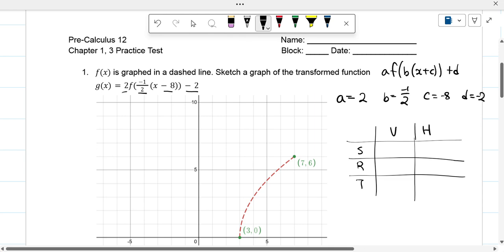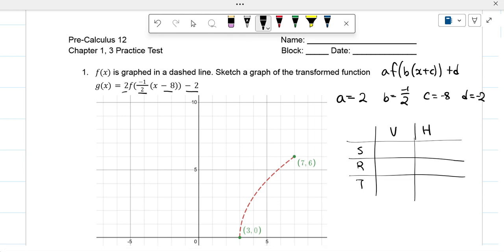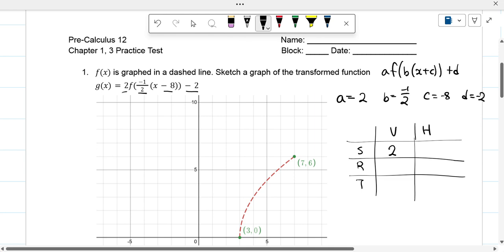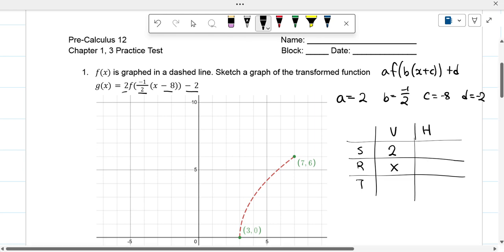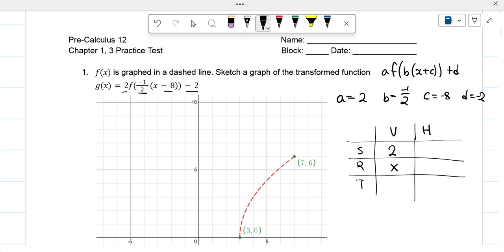So, my first question is, what is my vertical stretch? Well, vertical stretch and vertical reflection are determined by the a value. The a value is 2, so simply the vertical stretch is 2. And the vertical reflection is none, because a is positive. What about horizontal stretch and horizontal reflection?